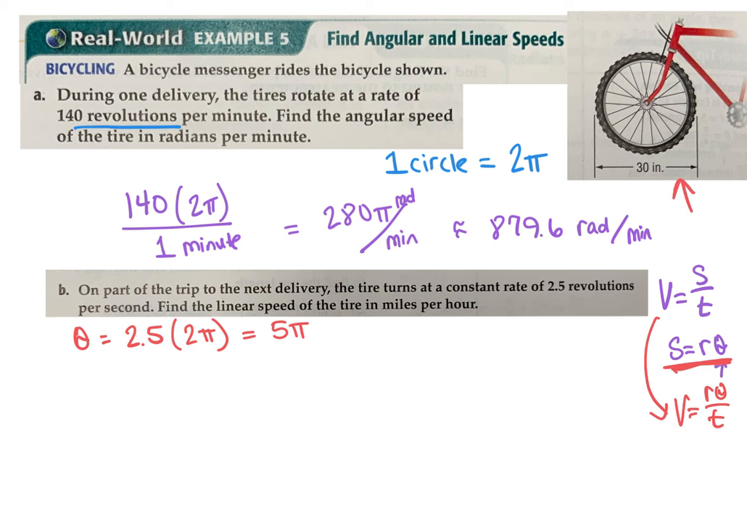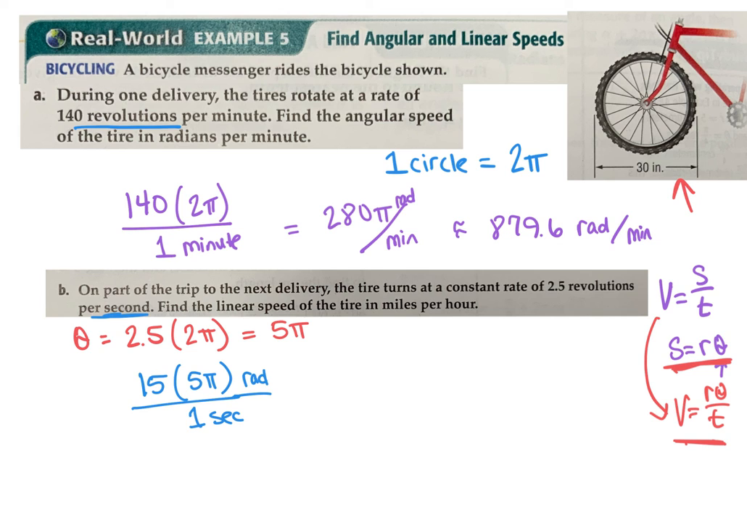Well, I come up here to my tire that it's given me, and I find my R. My diameter is 30, so way back in geometry days, the radius is 15. So R times theta over T is going to be R, 15, times theta, 5 pi, over T. So this is radians per second, right? That's what it gave me, in 1 second.